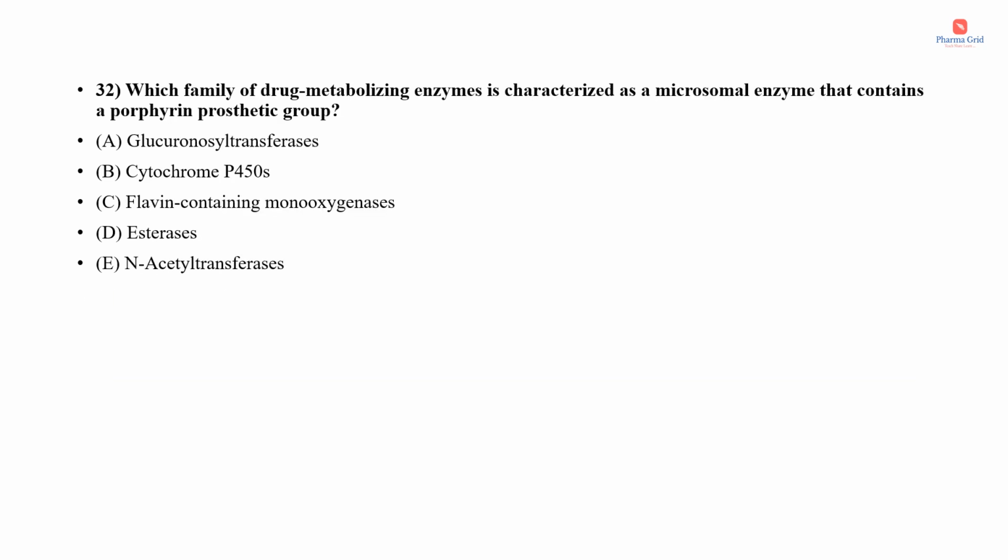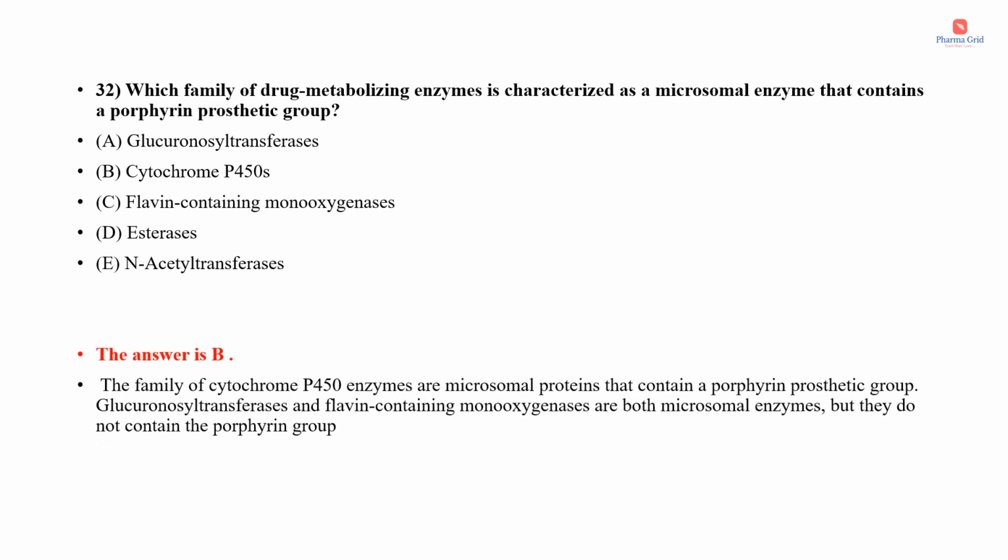Which family of drug metabolizing enzymes is characterized as a microsomal enzyme that contains a porphyrin prosthetic group? The options are glucuronosyl transferases, cytochrome P450, flavin containing monooxygenases, esterases, N-acetyl transferases. So here the correct answer is option B, that is cytochrome P450. The family of cytochrome P450 enzymes are microsomal proteins that contain a porphyrin prosthetic group. Glucuronosyl transferases and flavin containing monooxygenases are both microsomal enzymes, but they do not contain the porphyrin group.